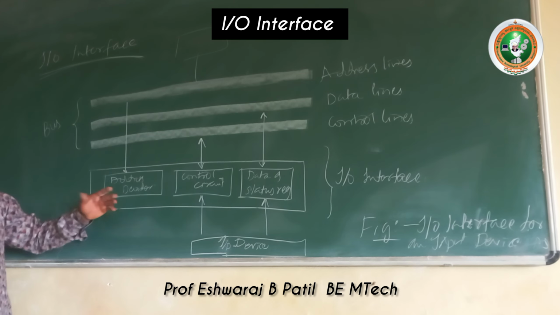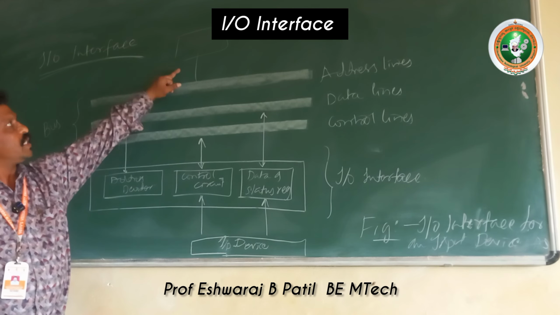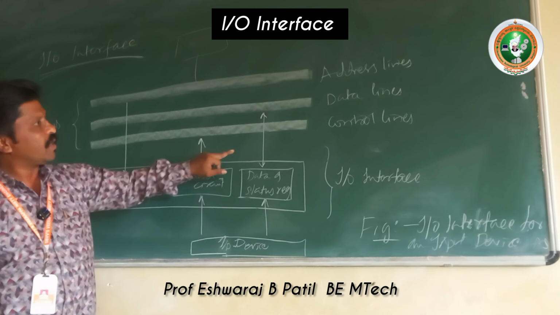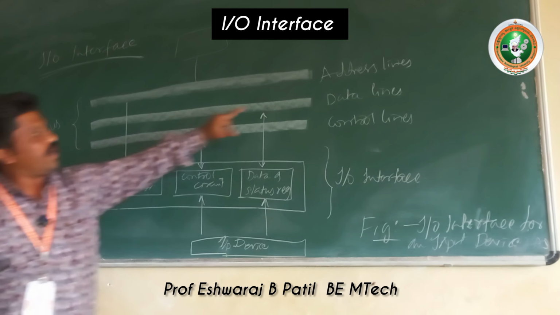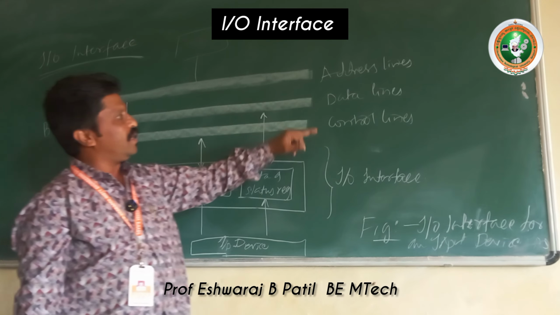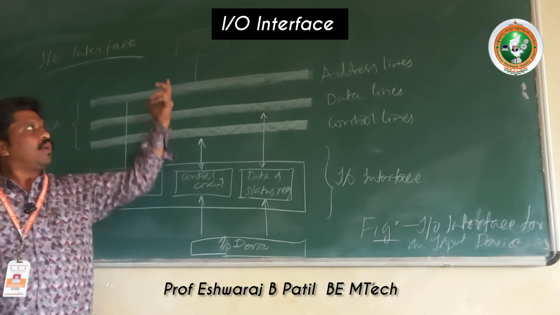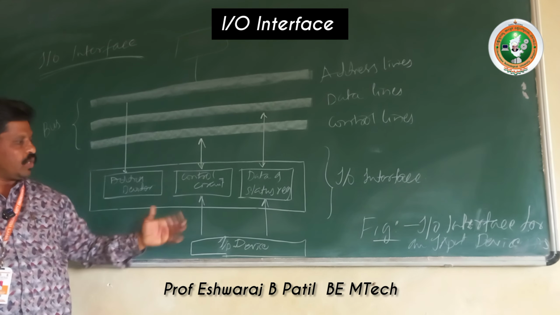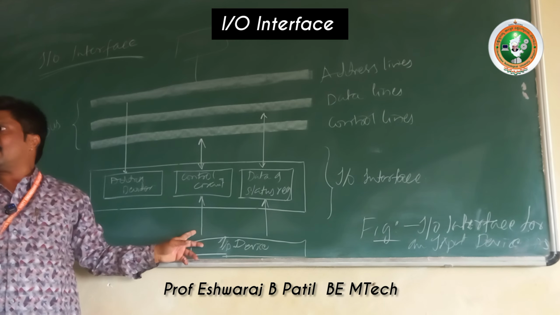Come to the next, the control circuit. The control circuit receives signals from the processor through the control lines. These three lines, the address lines, data lines, and control lines, together form one bus that we call the system bus. The control circuit will be activated only when the control signals are received from the processor, in order to do the read operations or write operations.